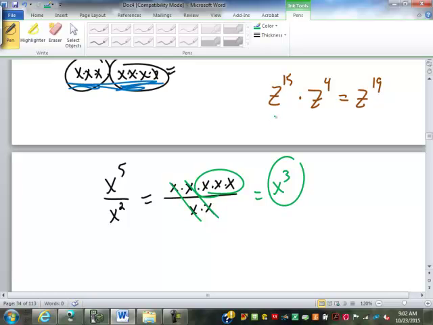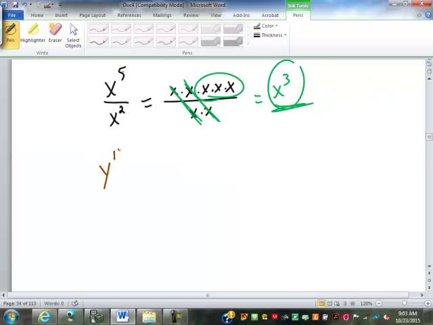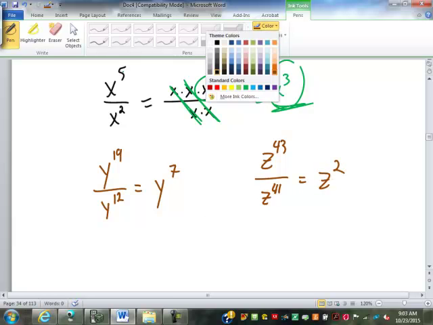Now, Richard, you got that one quick. What's the shortcut? When you divide, you subtract the powers. Since we're going to be canceling out the x's, we have 5 x's multiplied together here, is what x to the 5th says. We're canceling out 2 of them. We're left with 3, x to the 3rd. So if I have y to the 19th divided by y to the 12th, I'm going to get y to the 7th. Z to the 43rd divided by z to the 41st, I'm going to get z squared. Very good.